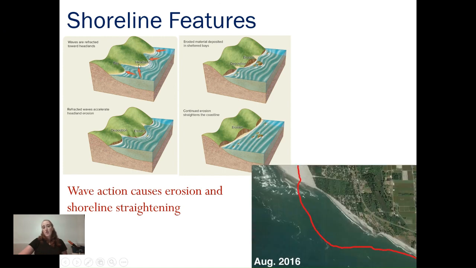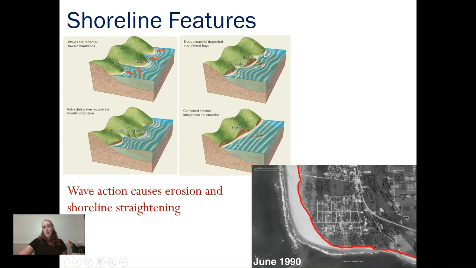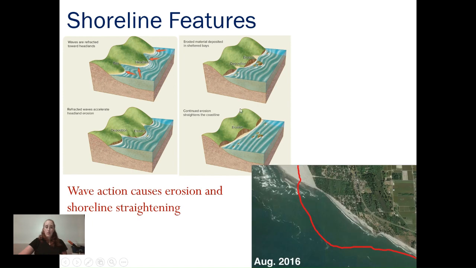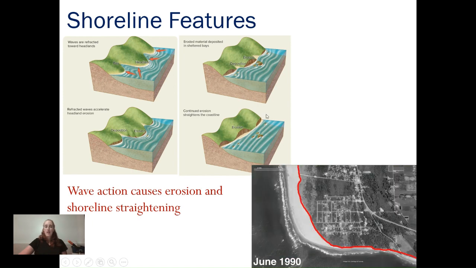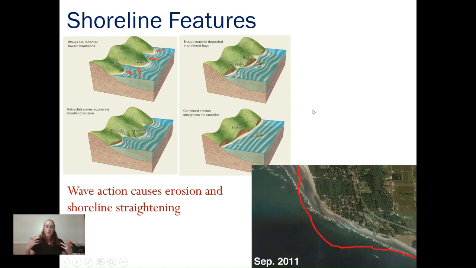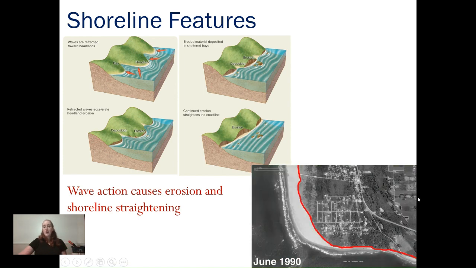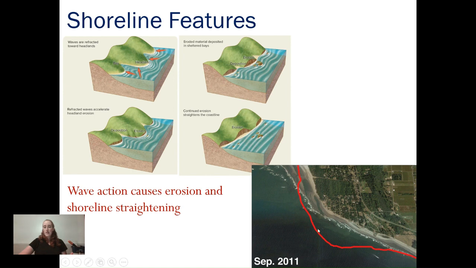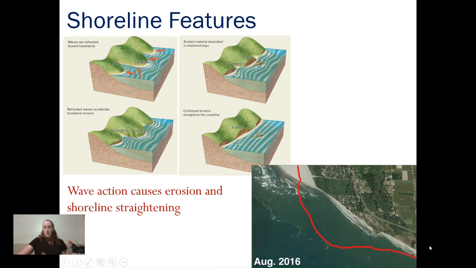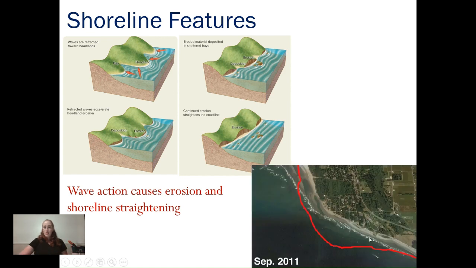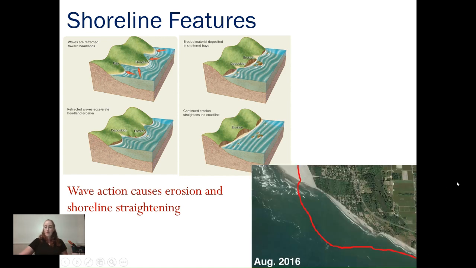So the headland starts to erode away, and it might straighten the shoreline out a little bit over time. If that happens long enough, then you get rid of the bays because the headlands erode away, and now you have a straighter shoreline. The graphic playing through on the bottom right here is showing you a shoreline from 1990. As that eroded away, it straightened up over time instead of having that curved area to it.